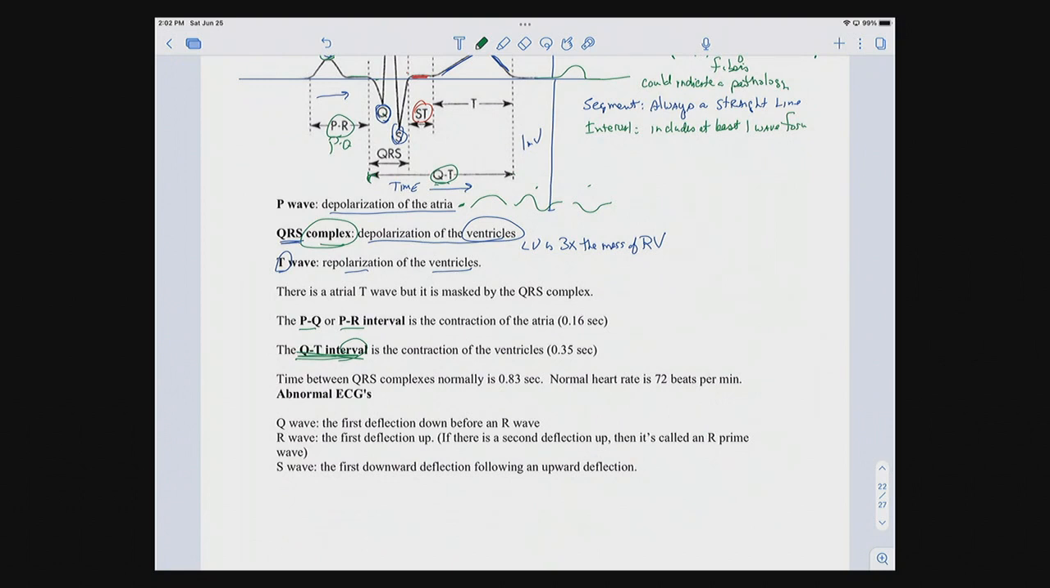The normal time between a QRS complex is about 0.83 seconds, and that works out to be about 72 beats per minute, which is in the range of a normal sinus rhythm.